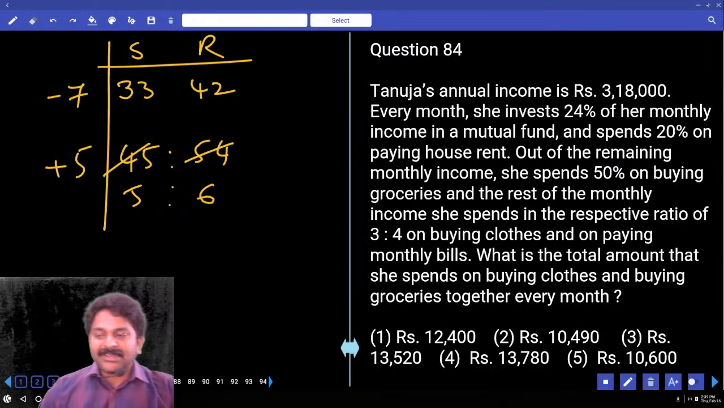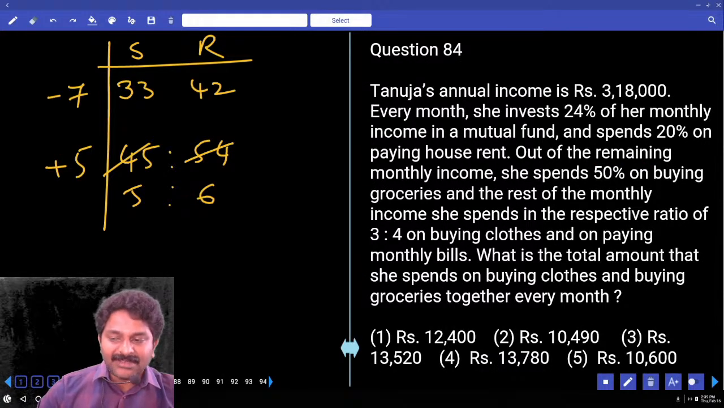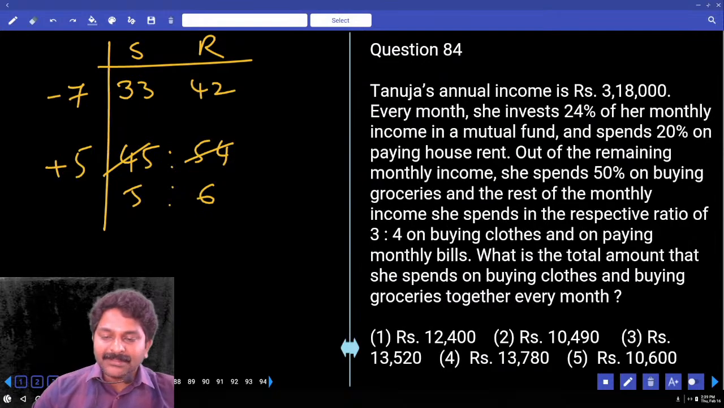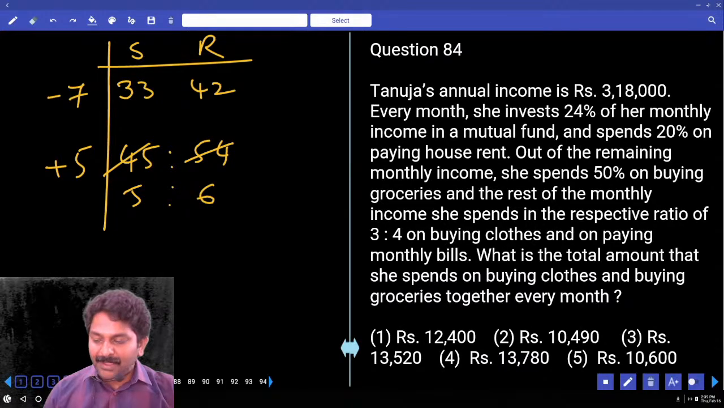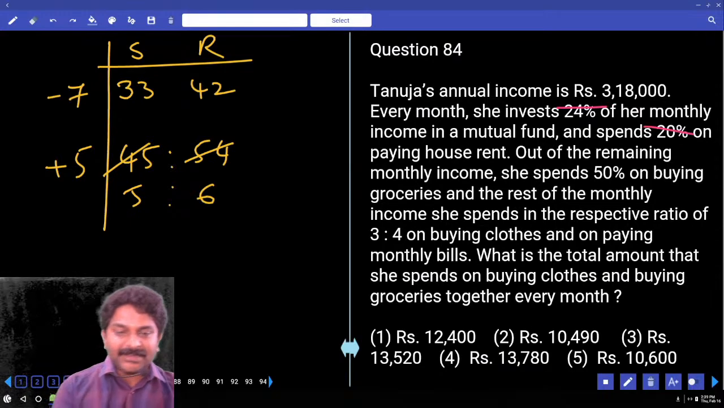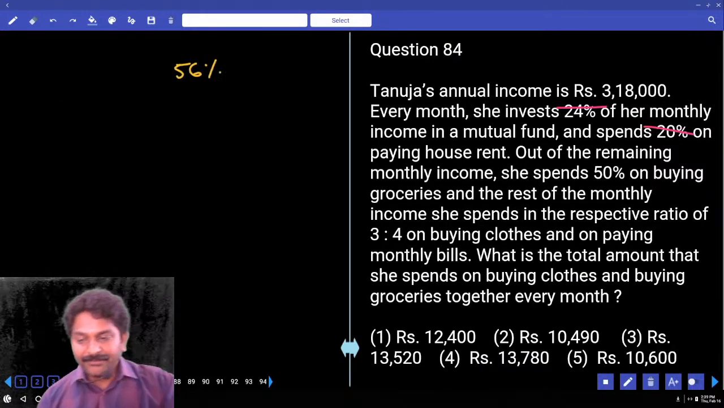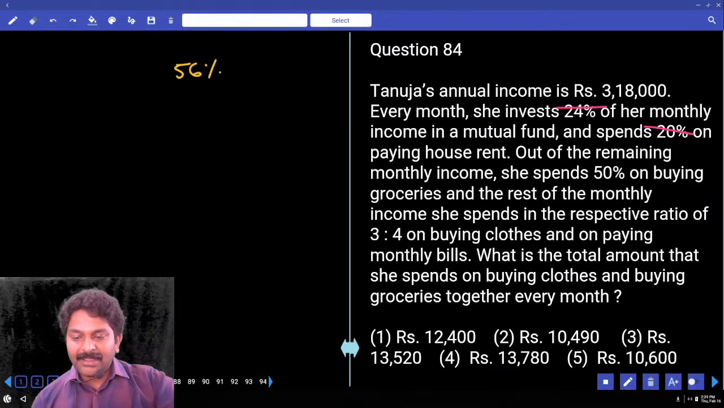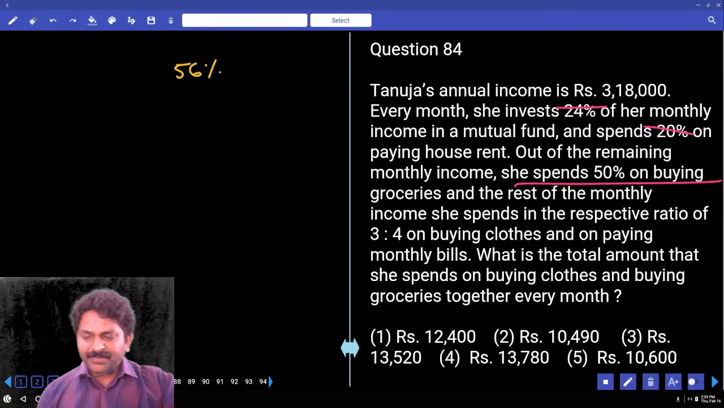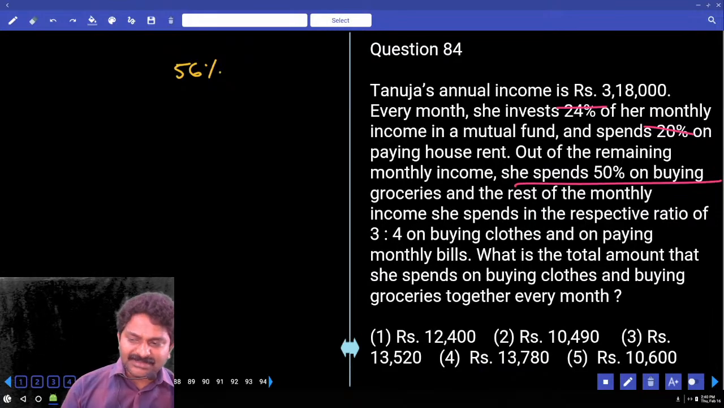Tanuja's annual income is 3,18,000. Every month she invests 24% of her monthly income in a mutual fund, 20% on paying house rent. So far 44% is over. Remaining 56. Out of remaining income, she spends 50% on buying groceries.